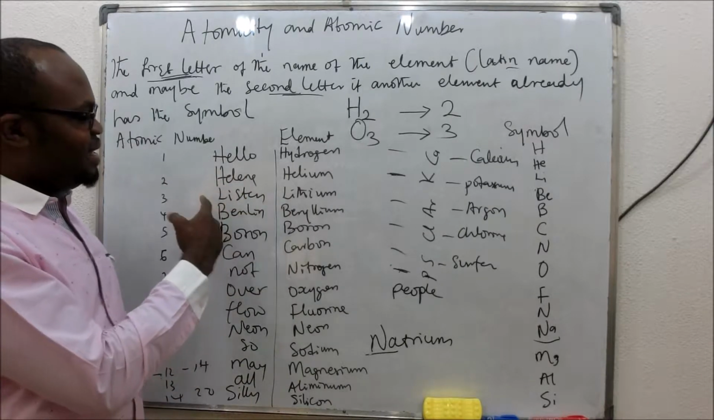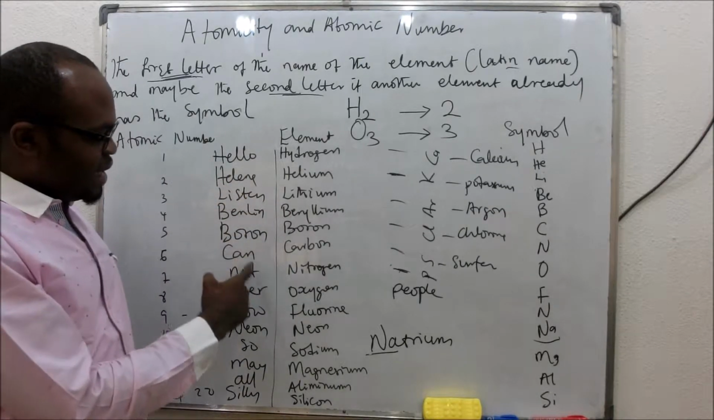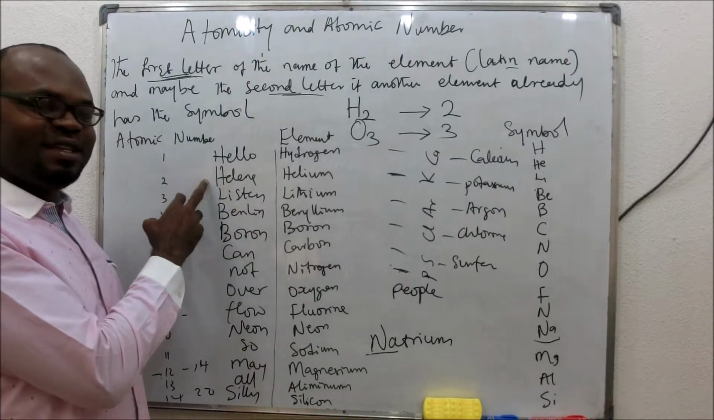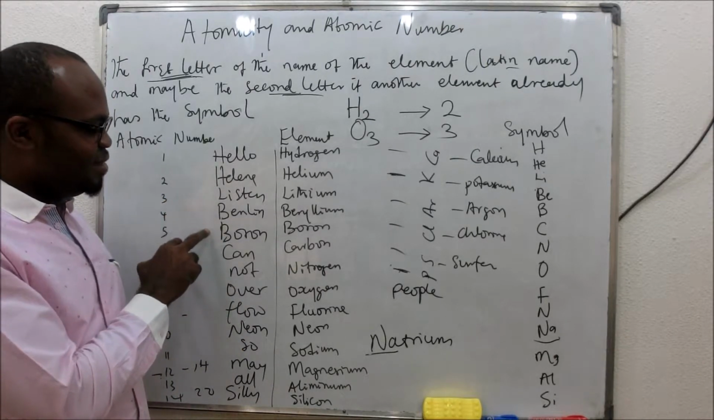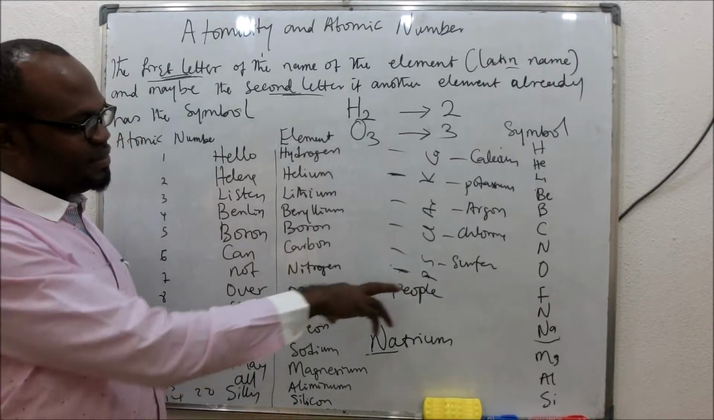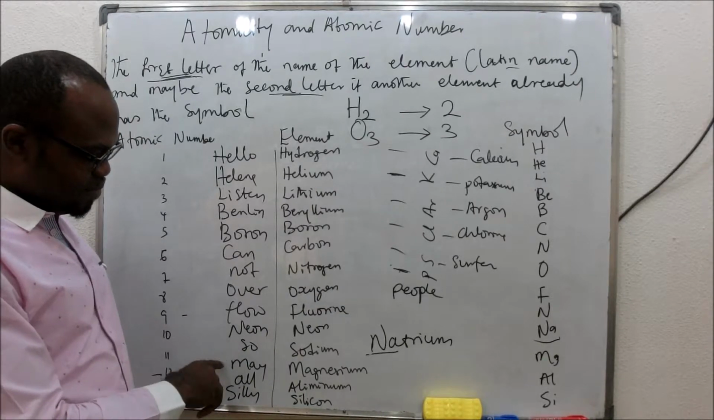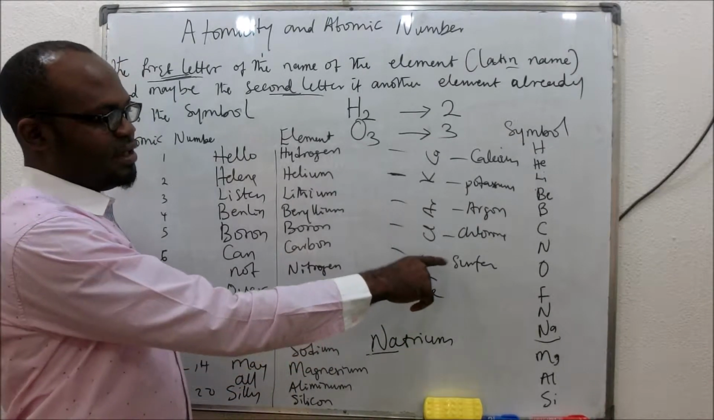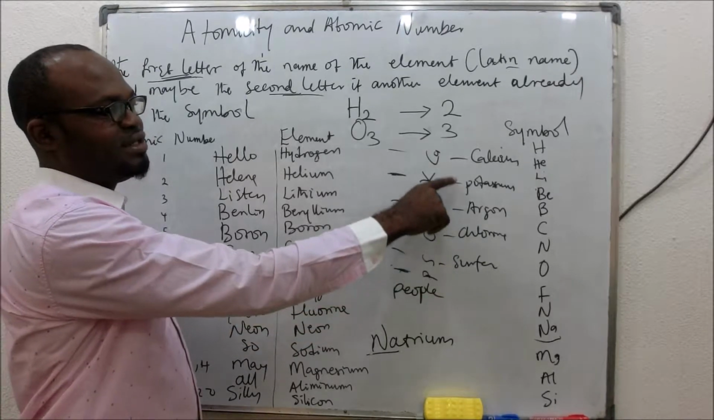Hello Helene, listen Berlin, boron cannot overflow neon. So may all silly people for phosphorus, sulfur, chlorine, argon, potassium, calcium.